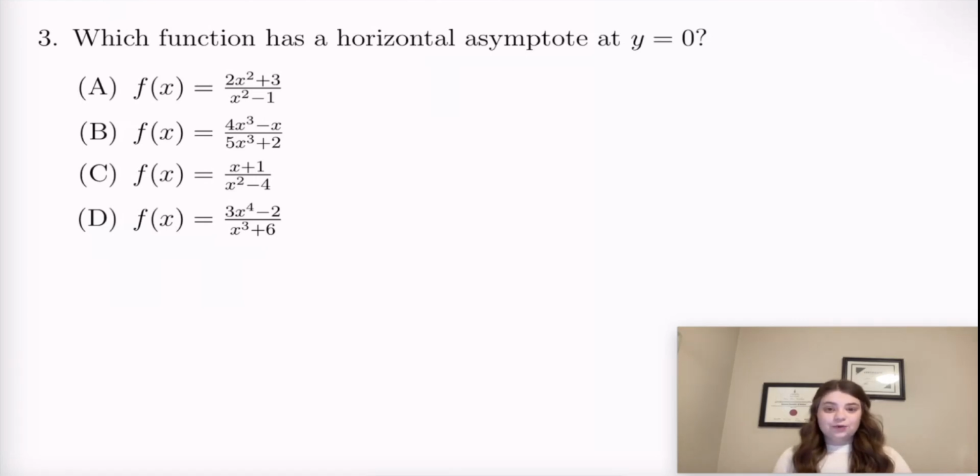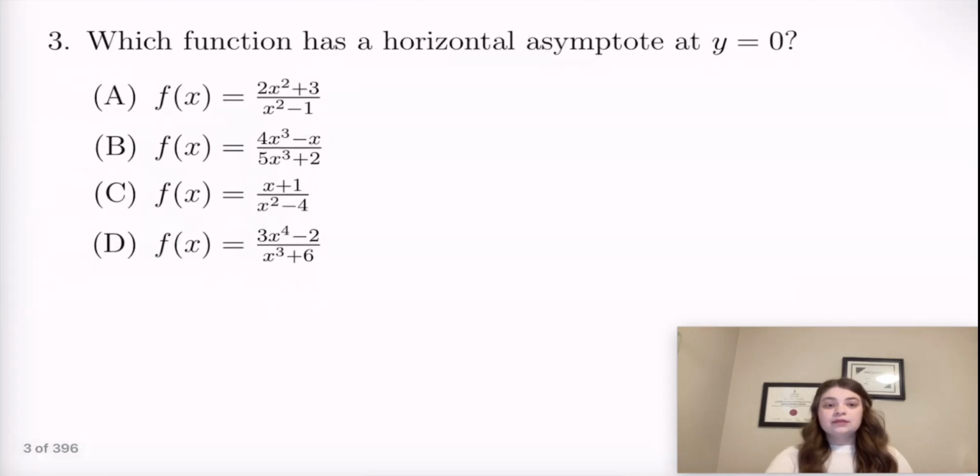All right, so here's another one. This one asks which function has a horizontal asymptote at y is equal to 0. So what are the rules for horizontal asymptotes in general? If the degree of the numerator and degree of the denominator are the same, then we just take the coefficients, kind of like we did in the last example when we were finding that limit. If the degree of the numerator is higher, then there is no horizontal asymptote. And if the degree of the denominator is higher than the degree of the numerator, then there is a horizontal asymptote at y is equal to 0.